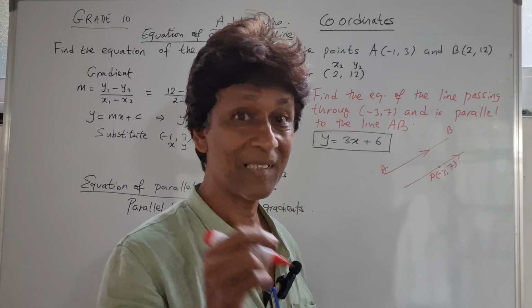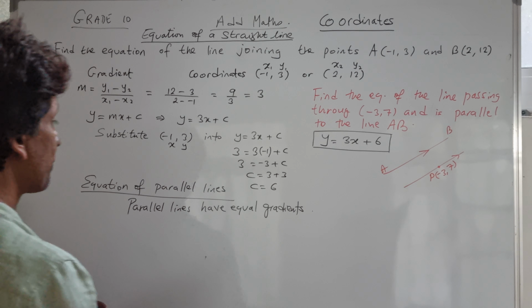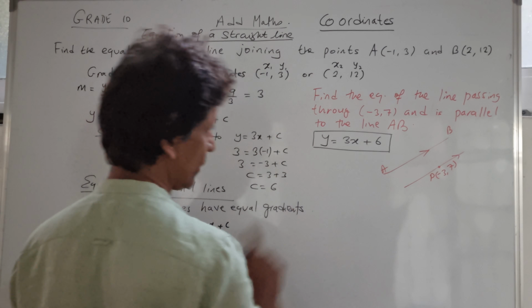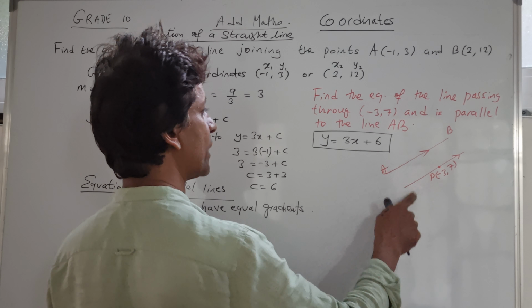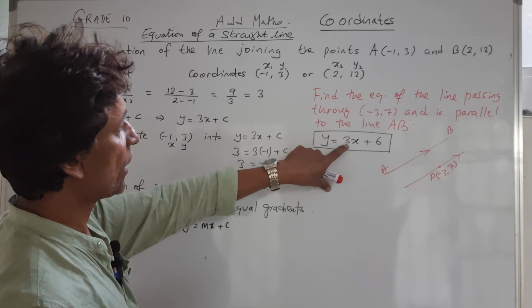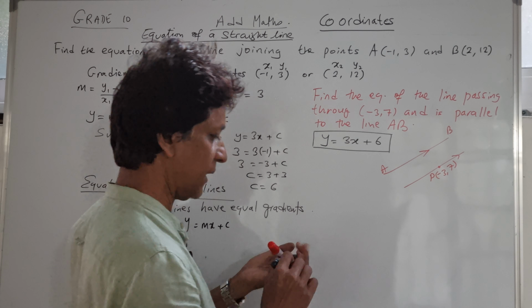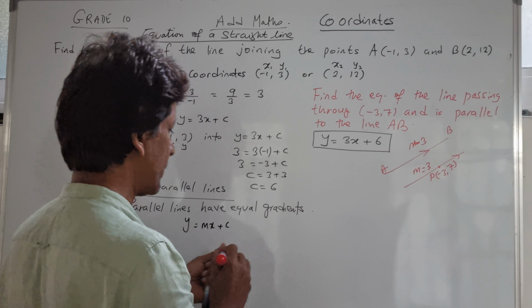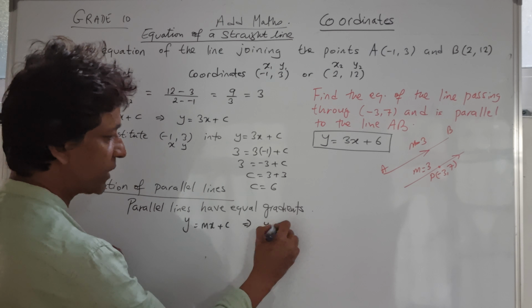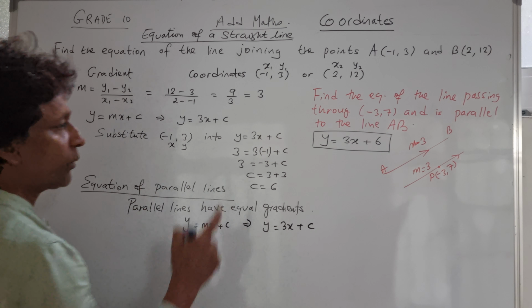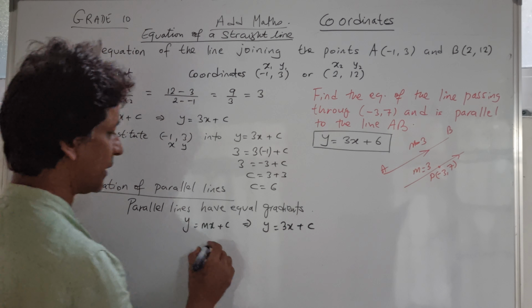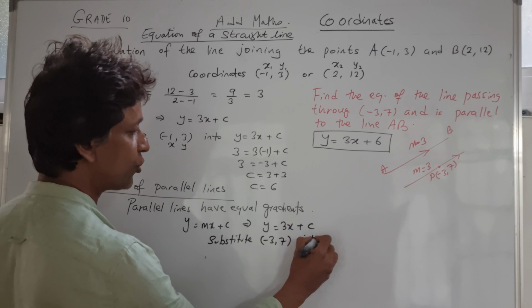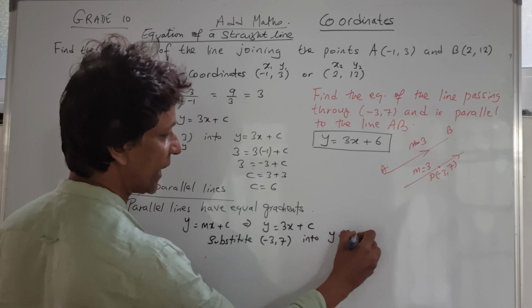We understand that parallel lines have equal gradients. So we're going to call in y is equal to mx plus c. The equation of this line will be an equation where the gradient will be the same as the line AB. The gradient of AB was found to be 3. So this one here has gradient 3, and this one here has gradient 3. So we say that this is y is equal to 3x plus c. And now we're going to substitute the point P, minus 3, 7, into y is equal to 3x plus c.